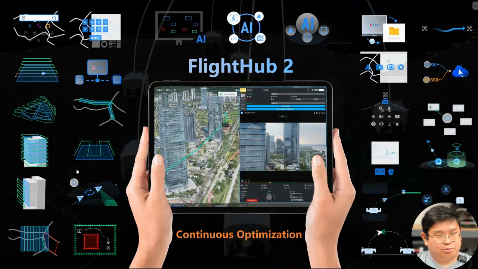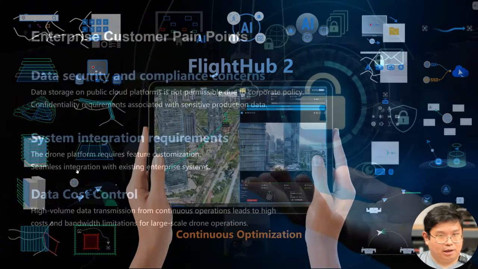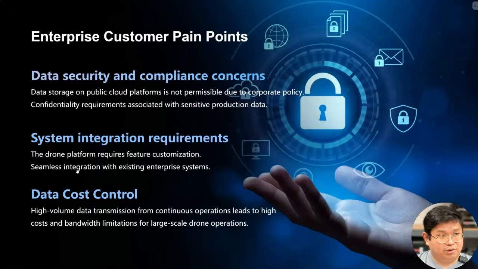Enterprise customers love using FlightHub 2, but there are also some pain points. First, they may have data security concerns, because FlightHub 2 is currently hosted on an AWS server located in the United States. Some corporations may want to have the data stored locally, as a centralized asset they can take control of, instead of having a service on the cloud.